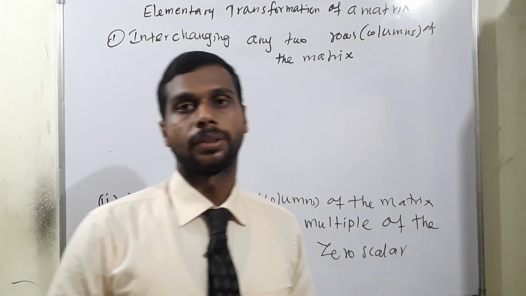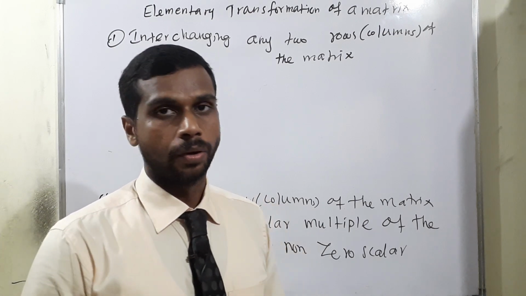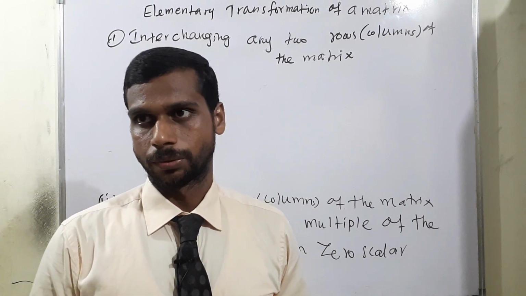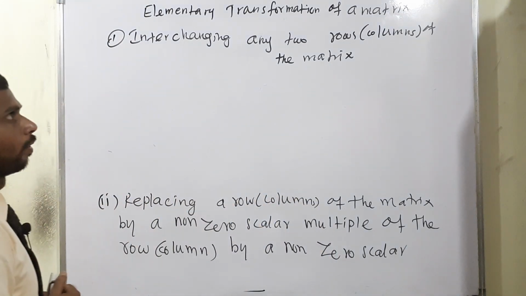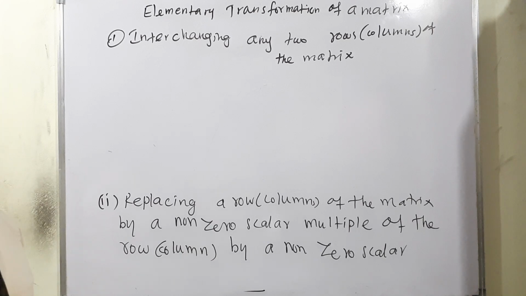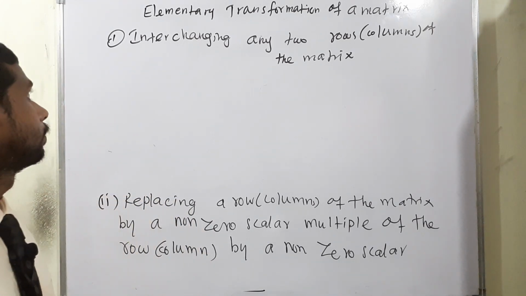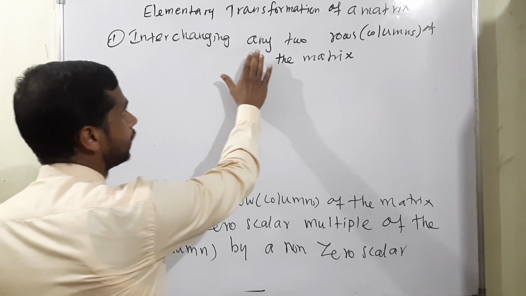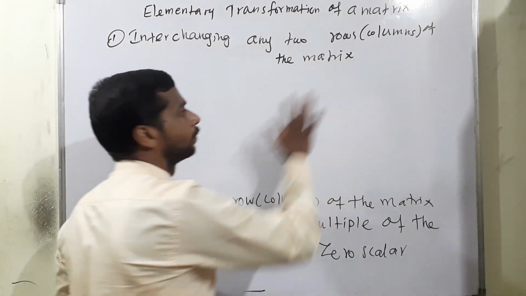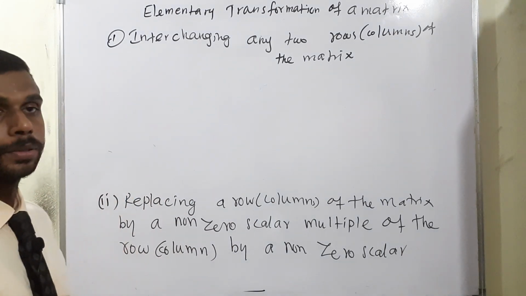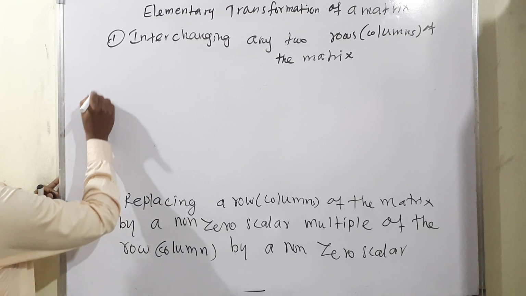In this conversation, we are going to discuss three important concepts and related examples and exercises also. Concept number one: elementary transformation of a matrix. In your book, three important conditions are given. Condition number one: interchanging any two rows or columns of the matrix. Example: consider a 3 into 3 matrix.